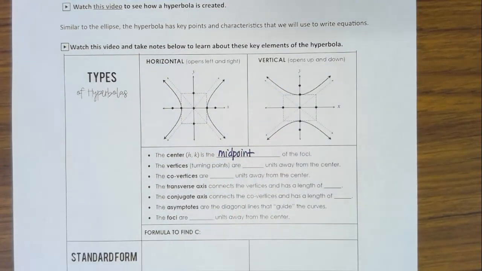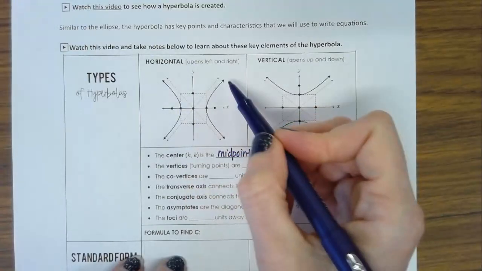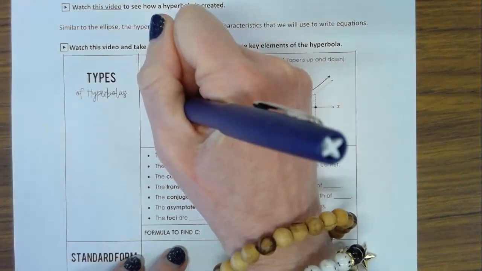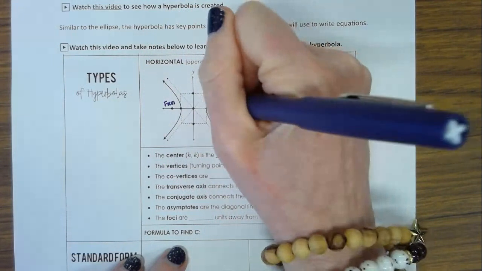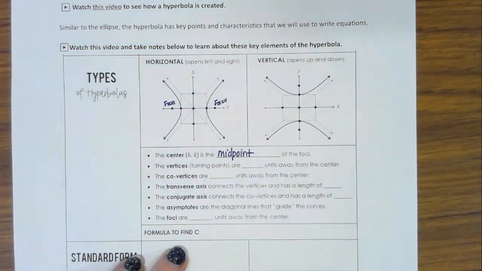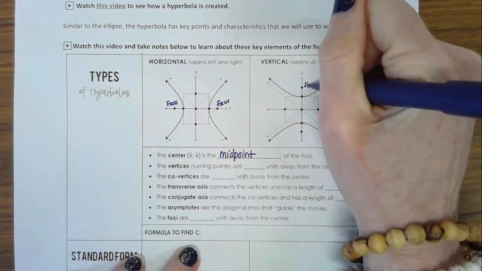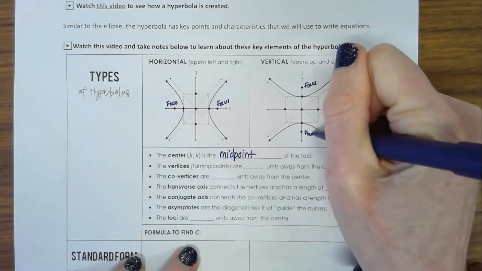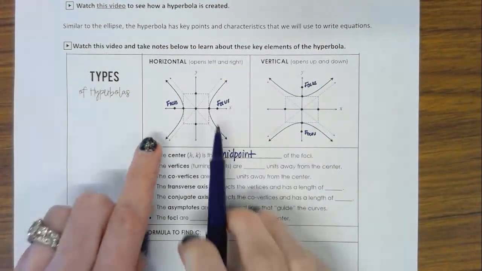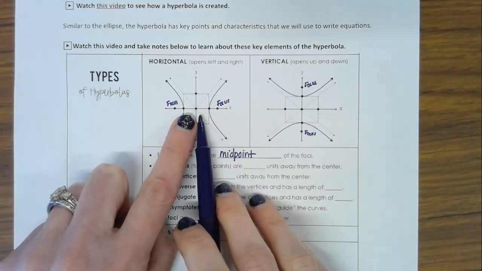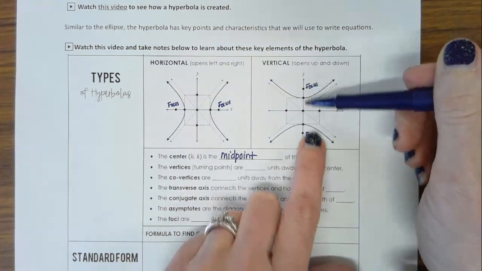Our foci are going to be inside the branches. Here you can see, when this branch is opening left and right, my foci are going to be those two points right there. This is one focus. This is another focus. Or when my hyperbola opens up and down, it's going to be these two points right here. Right in the middle of those two points, if I find the average of the coordinates, I'm going to get my center point (h, k).